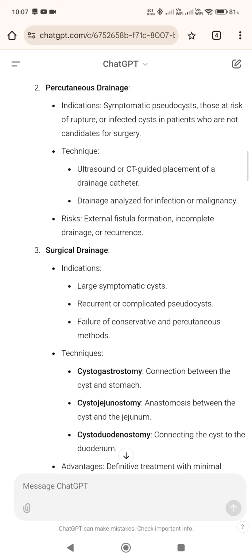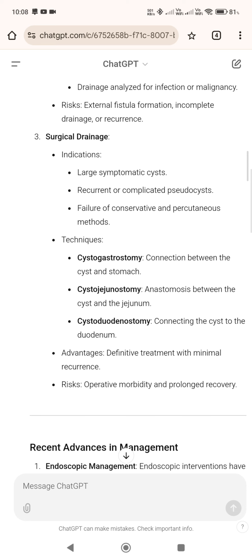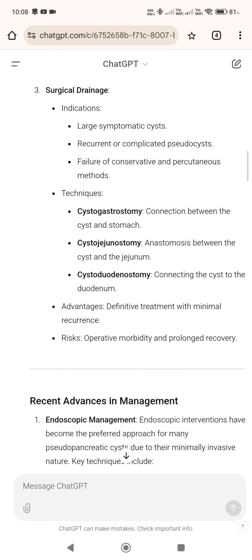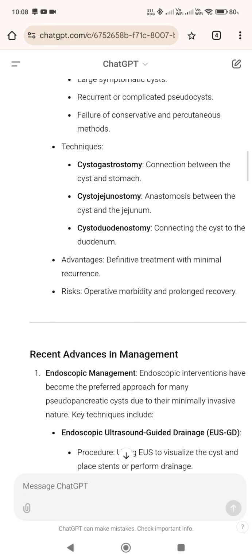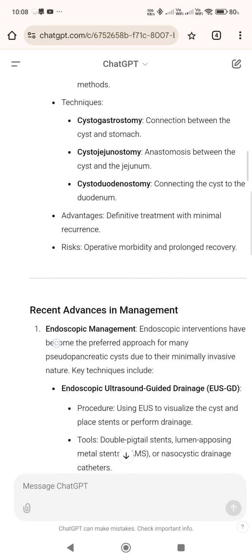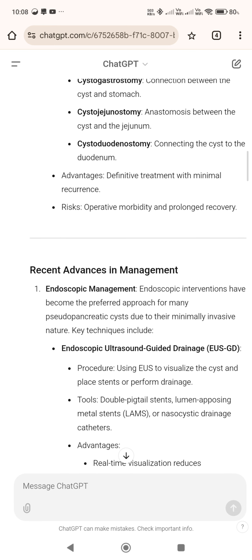3. Surgical drainage. Indications: large symptomatic cysts, recurrent or complicated pseudocysts, failure of conservative and percutaneous methods. Techniques: cystogastrostomy, connection between the cyst and stomach. Cystojejunostomy, anastomosis between the cyst and the jejunum. Cystoduodenostomy, connecting the cyst to the duodenum. Advantages: definitive treatment with minimal recurrence. Risks: operative morbidity and prolonged recovery.